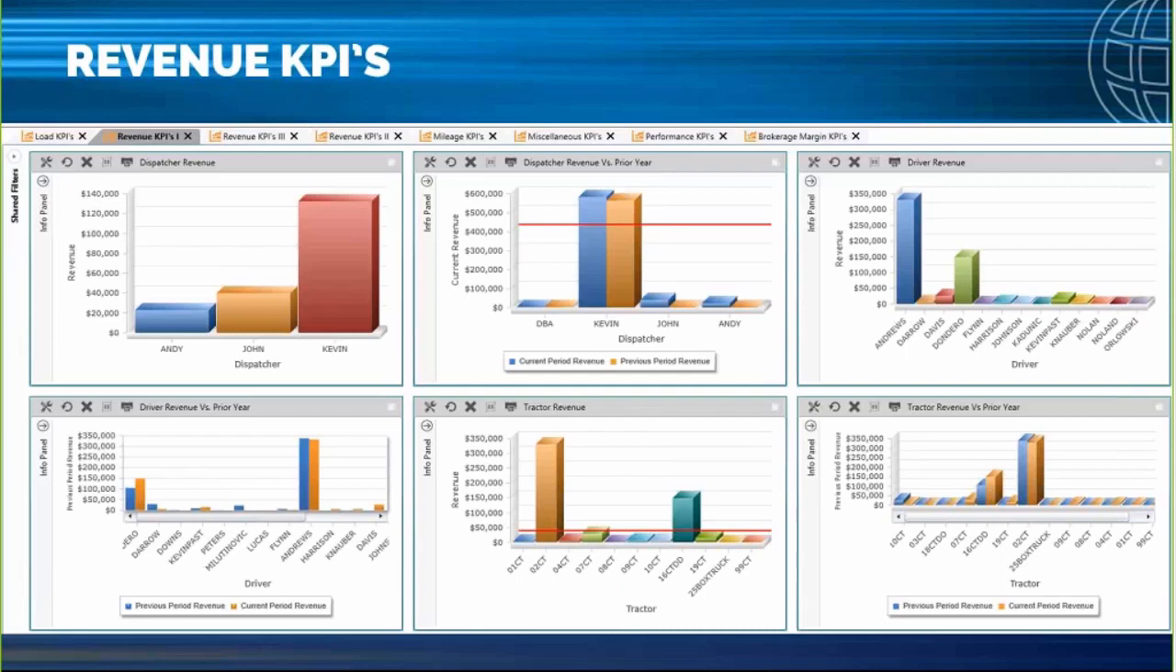An example of how you might want to use driver revenue with a goal line would be if your drivers are paid on a percentage of revenue. And you want to make sure that the loads are being balanced, the revenue is being balanced, so that one driver isn't making a lot more money than another driver.